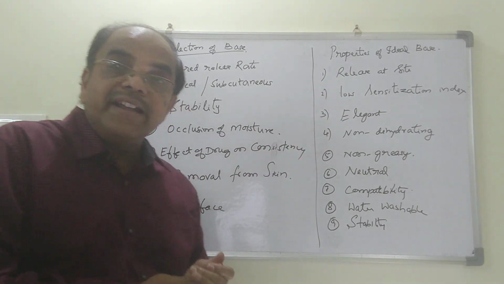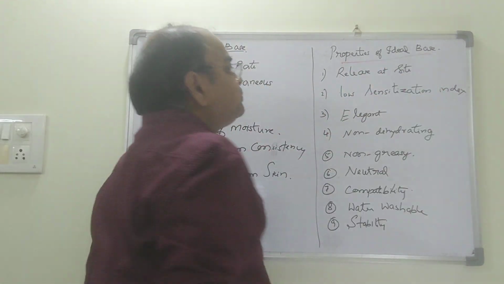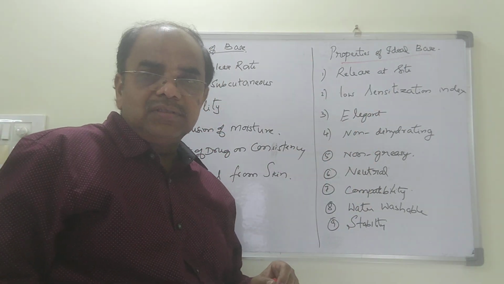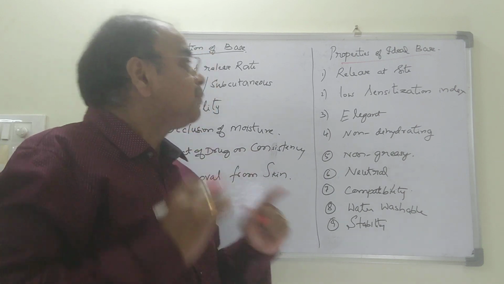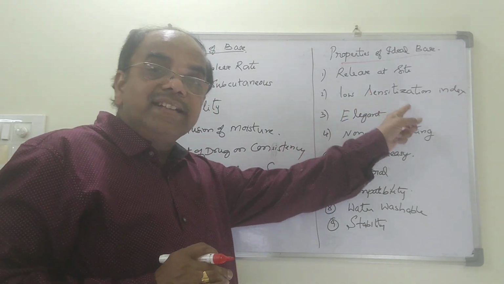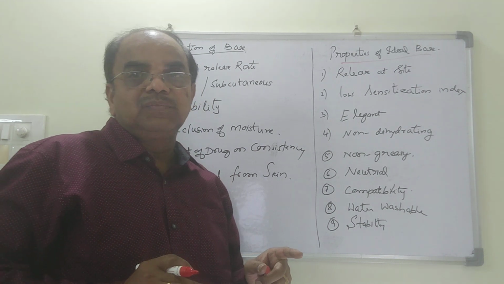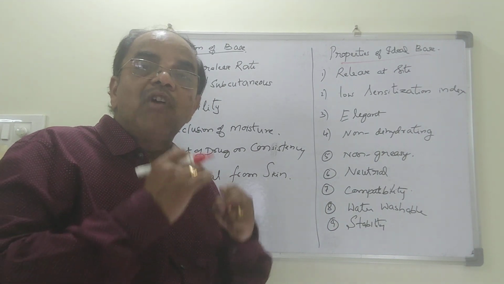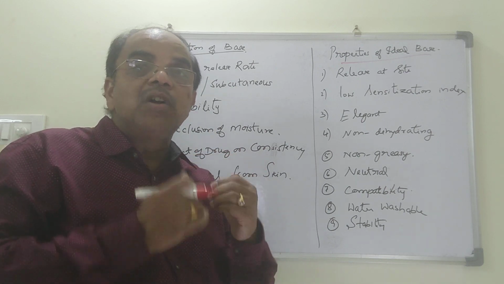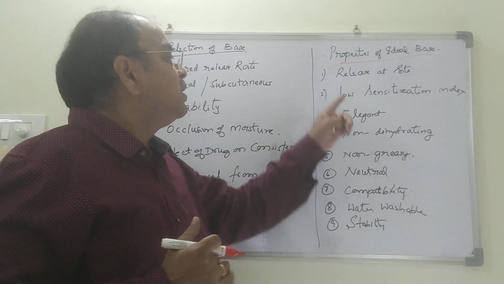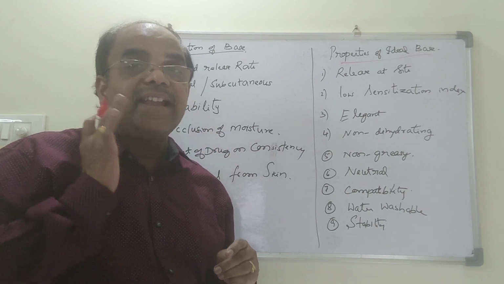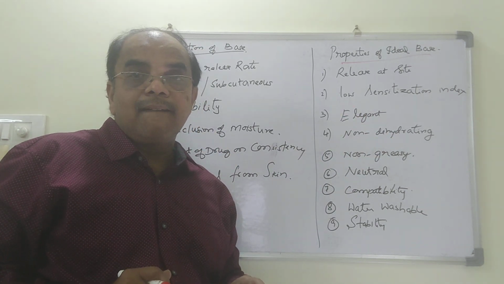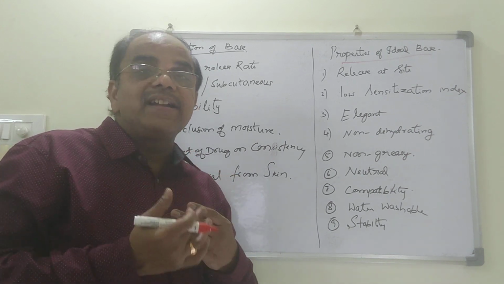Properties of the ideal ointment base. It is governed by the release rate of the drug at the site of application, and it should have a low sensitization index and not be retained on the skin or mucous membrane. So we want low sensitivity towards the skin or mucous membrane. It should be pharmaceutically elegant, and non-dehydrating. That means it should not dehydrate on the skin.